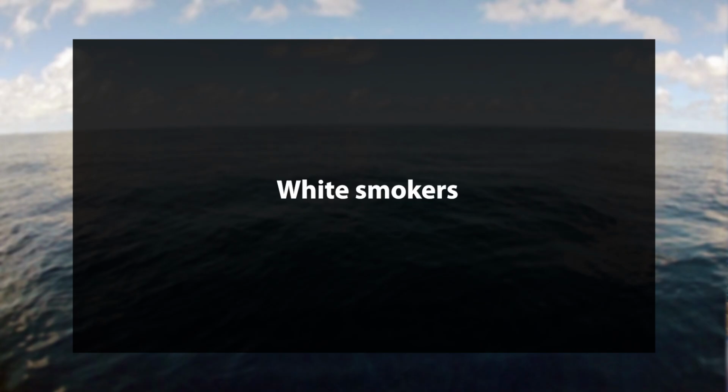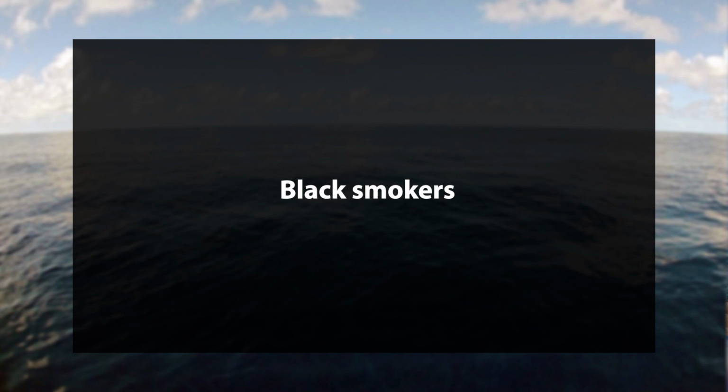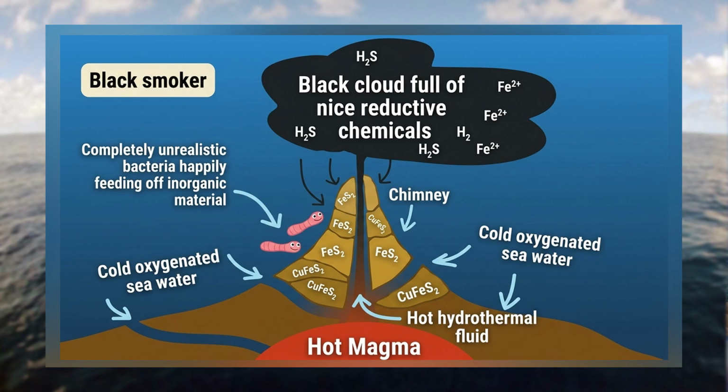White smokers have water temperatures around 30 to 350 degrees centigrade and emit water that is white because of the presence of various light colored compounds including barium sulfide. The other ones are the black smokers. Black smokers have water temperatures around 350 degrees centigrade and emit water that is black because of the presence of dark colored metal sulfides including iron, nickel, copper and zinc.